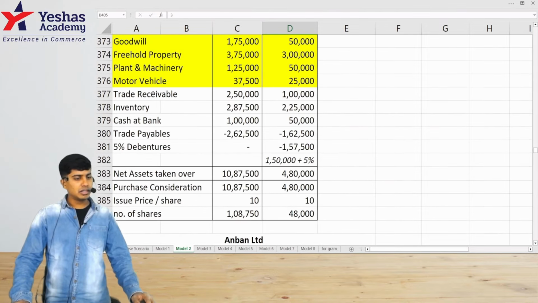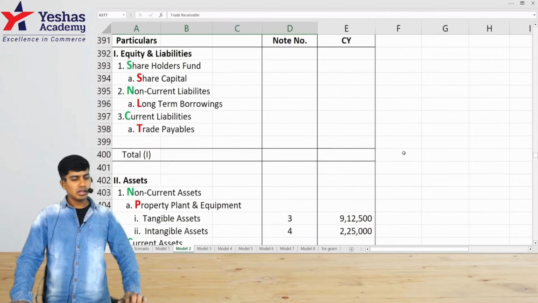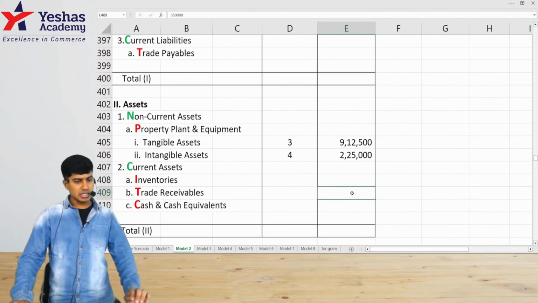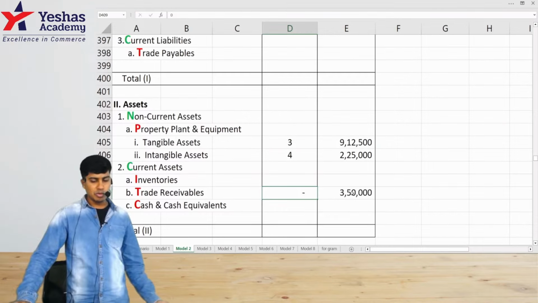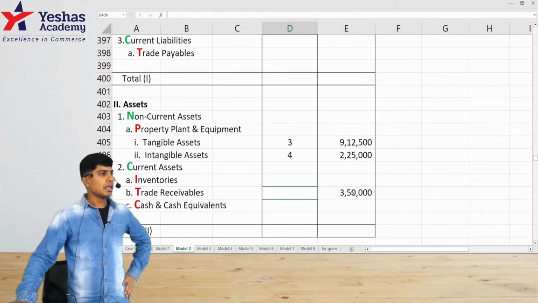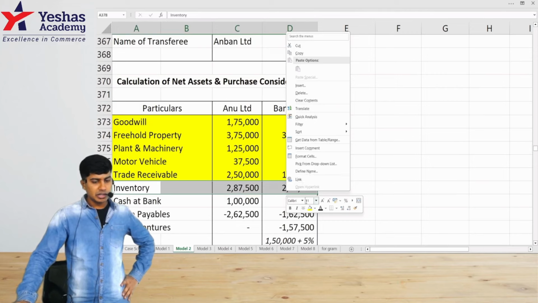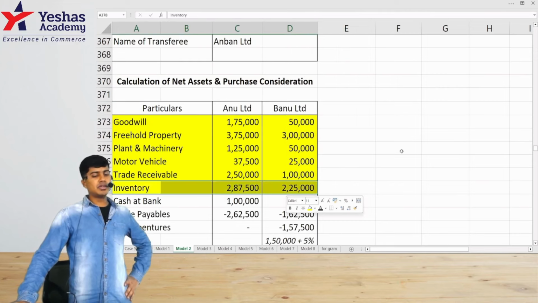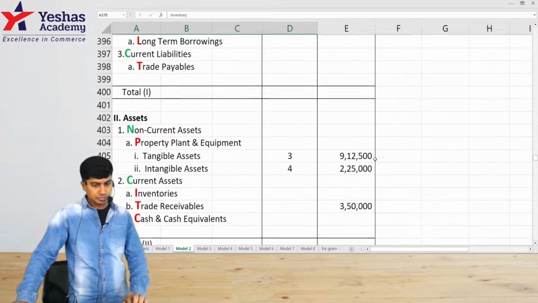What's after that? Trade receivables 250 plus 1 lakh 350. I would write it as trade receivables 350. Ta-da! I'm not preparing notes also for this. Then we have with us inventory, no adjustment. Write it as it is. 287,500 plus 225.